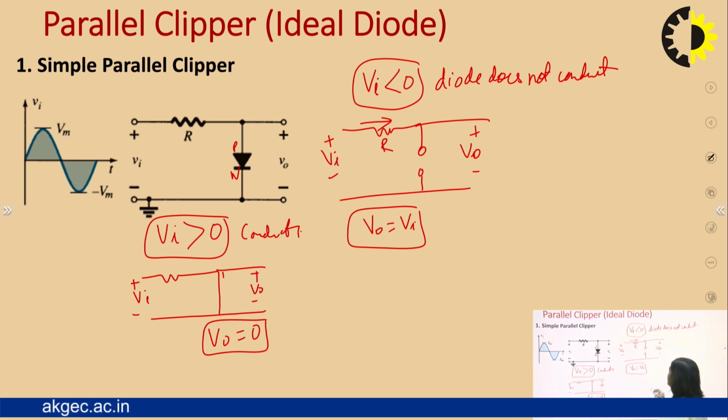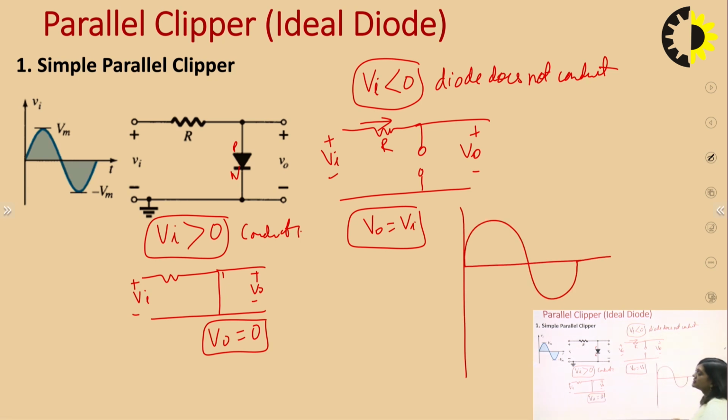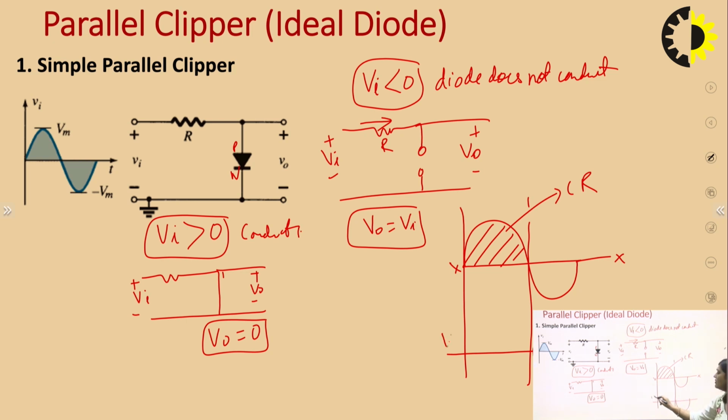So now we can draw the waveform. This is our input signal and the conducting region is Vi greater than 0. So this x-axis line is for the 0 axis. This is the part where Vi is greater than 0. So this is the conducting region. We can see for the conducting region output is 0, and for the non-conducting region the output is equal to Vi. So here output is 0 and here output is similarly Vi. So since here the positive cycle has been clipped, that's why it is called a positive clipper.